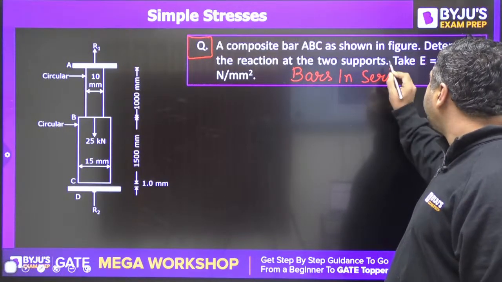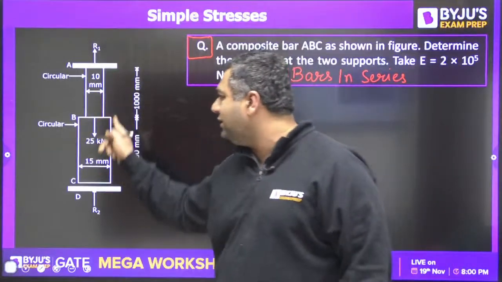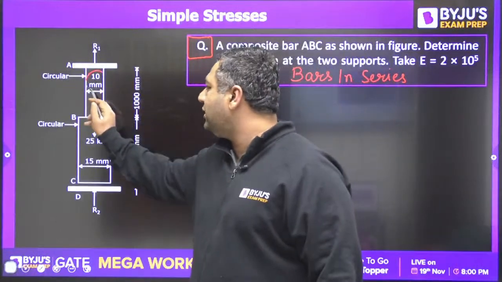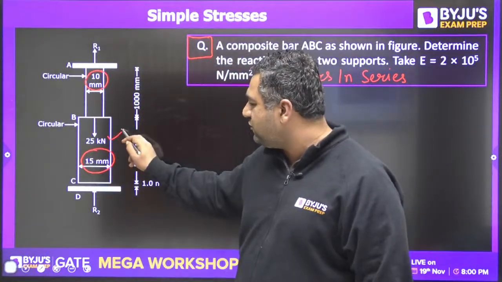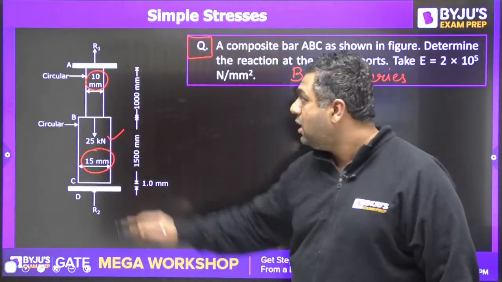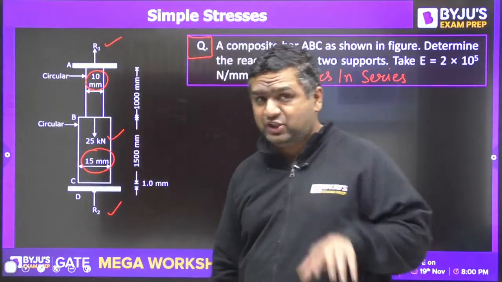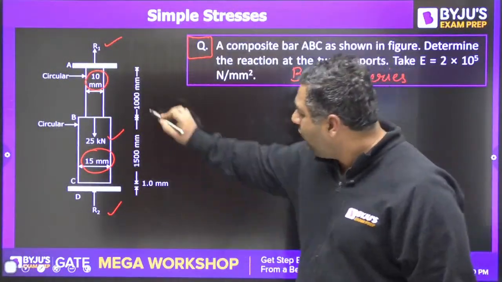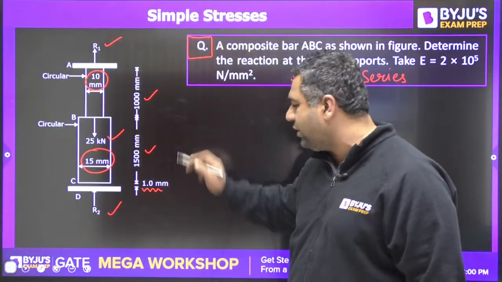You can see they have given bar 1 and bar 2 in series. Both are of circular cross section. They have mentioned their diameters, 10 mm and 15 mm. A 25 kilonewton force is acting here. R1 and R2 are the support reactions, and they have even given you their directions. You need to find the values of R1 and R2 when their lengths are also given, and there is a 1 mm permitted elongation.